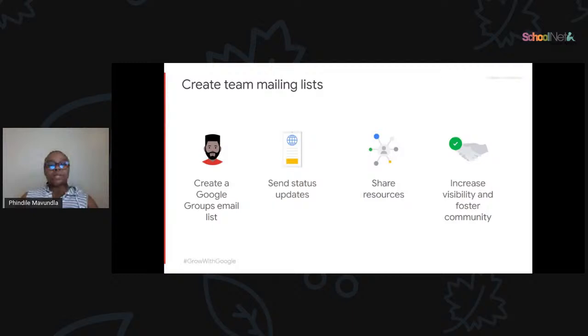Or if you're using, for example, sales at gmail.com, then your email will go to all the sales people. It gets easier like that. So you create a group or a Google Groups email list. And you can therefore send status updates to these groups. You can CC the group into emails that they need to know. Instead of typing every single email at a time, you can just CC team at Google, or sales at Google if you want to CC the sales team. You are able to share resources to groups and increase visibility and foster some communication as well.